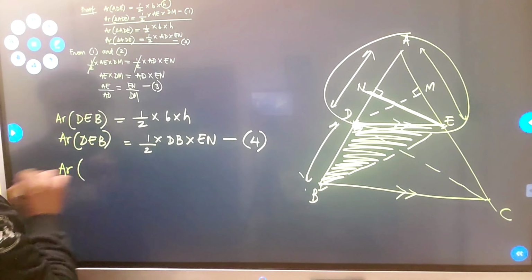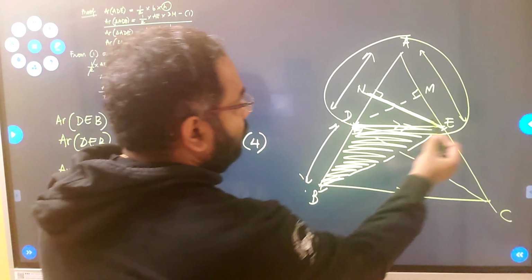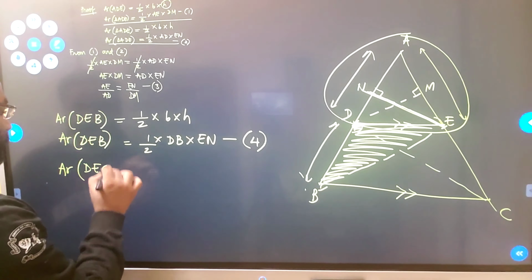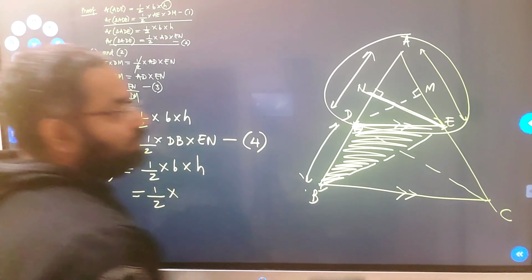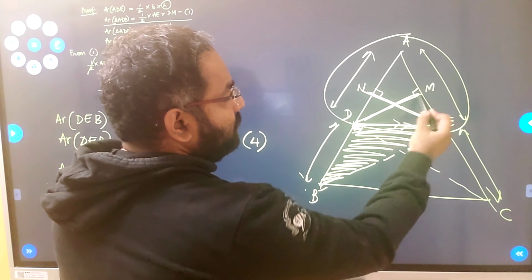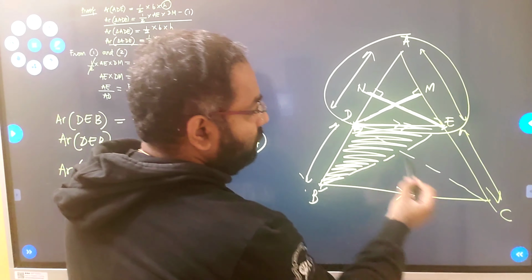Similarly, let's take another triangle, DEC. Its area is again half base into height, which is half. This time I will take this as the base and this becomes the height. I don't know if you're able to visualize it.